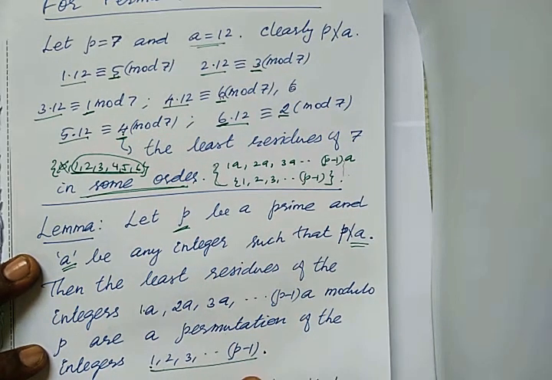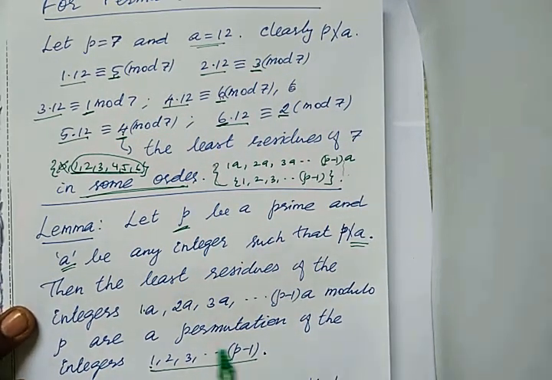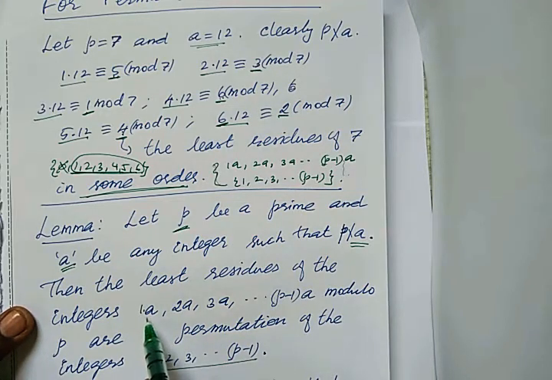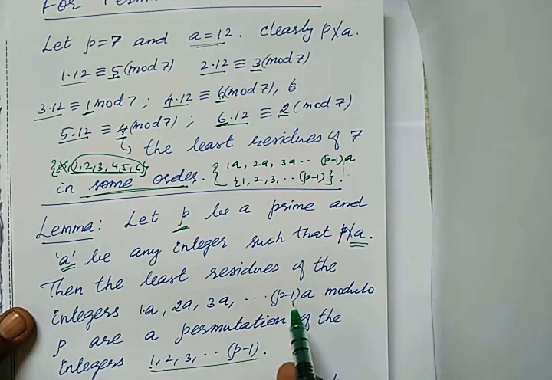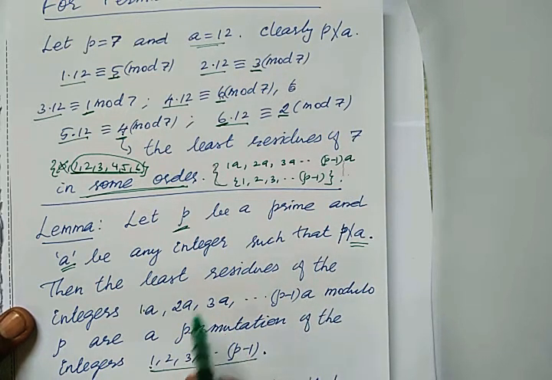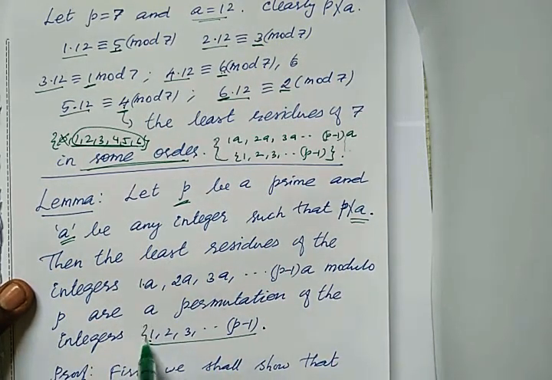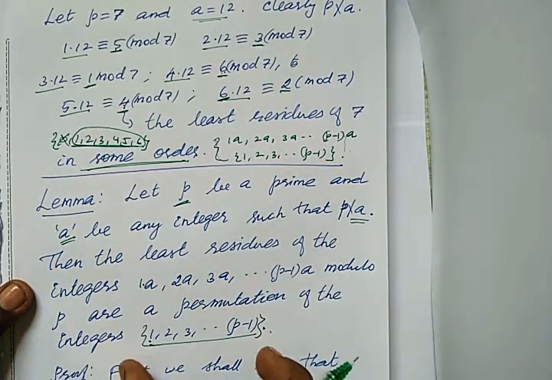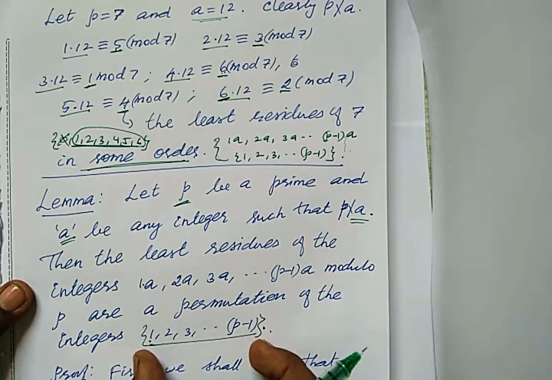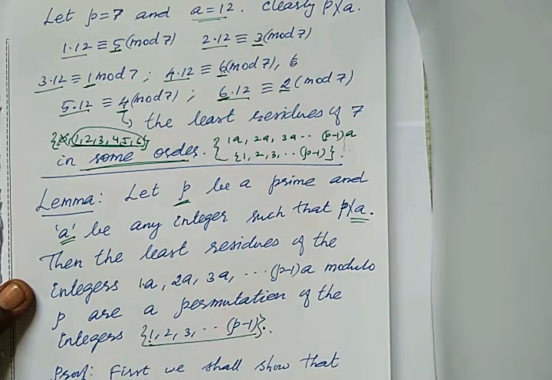What we are doing? We are finding A modulo P, 2A modulo P, 3A modulo P and P minus 1 times A modulo P. We will get some least residue each time, right? If we collect all those least residues, we will get this set. We have to show this one.